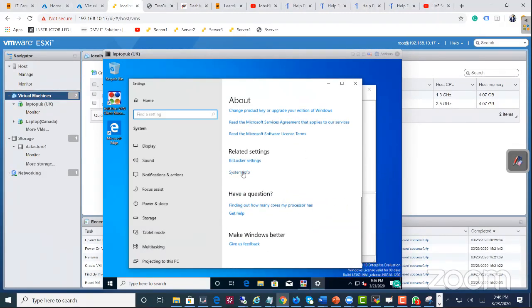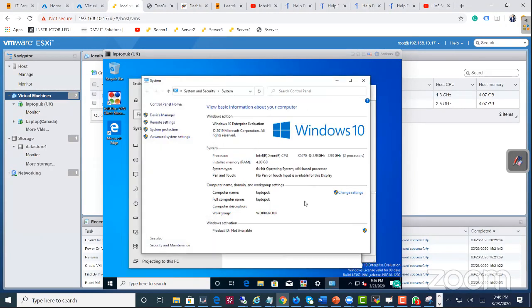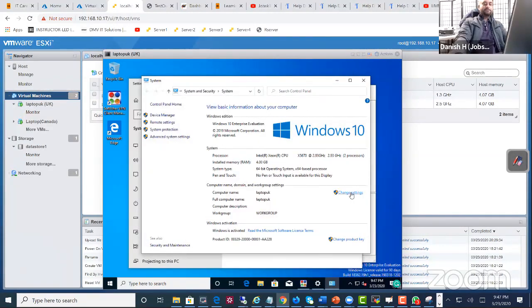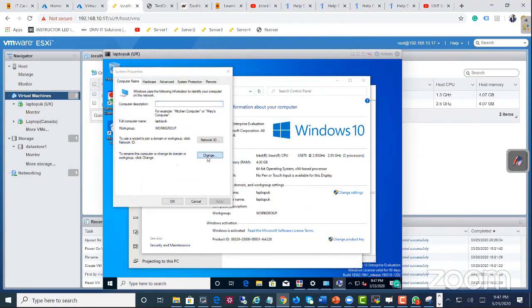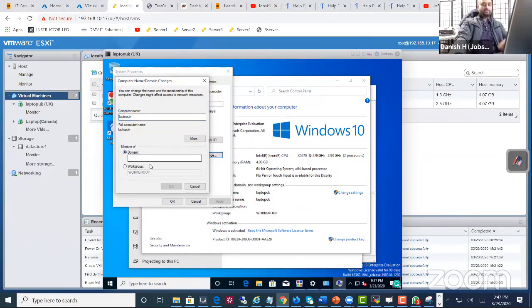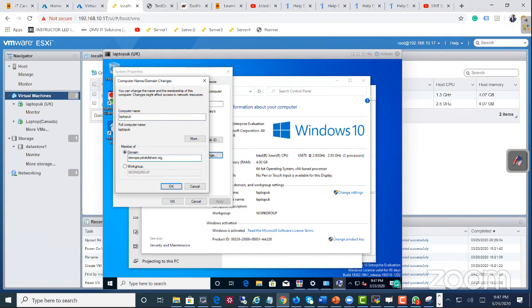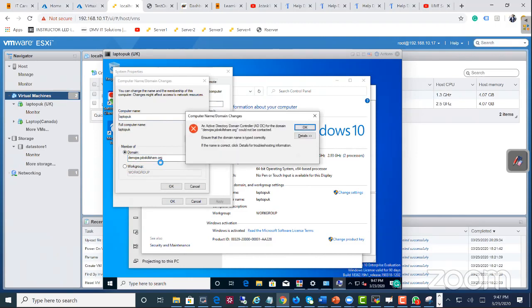First, we'll go to the system, then system info. Then go where? Change settings. All right. So change, yeah. Domain, right? Domain, yeah. So what is our domain name here? Demo.jss.jobskillshare.org, right? Yeah. Okay. We got an error right now.